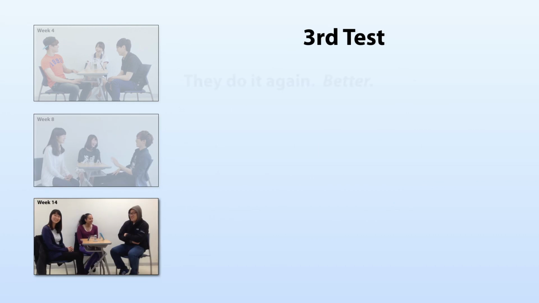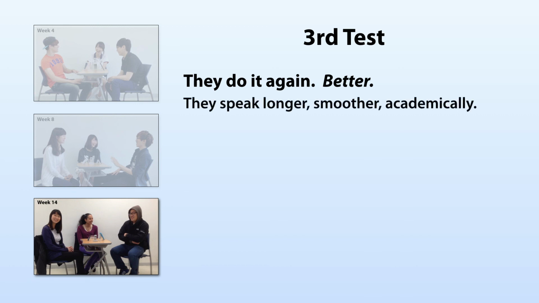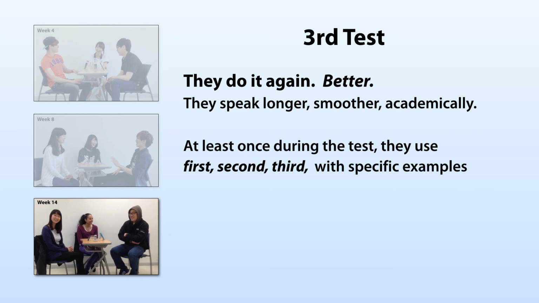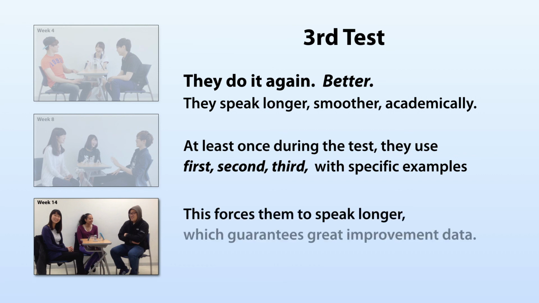The third test. They do it again, better. They speak longer and smoother, academically. At least once during the test, they use first, second, third with specific examples. This forces them to speak longer, which guarantees great improvement data.